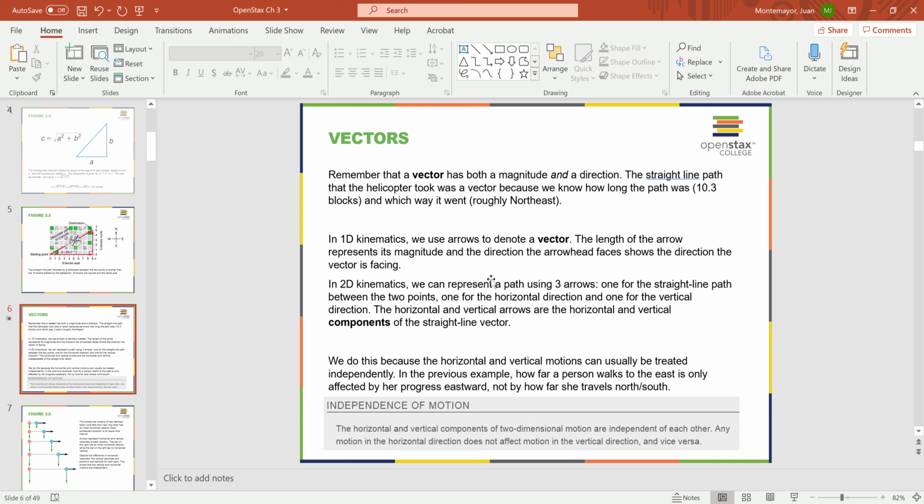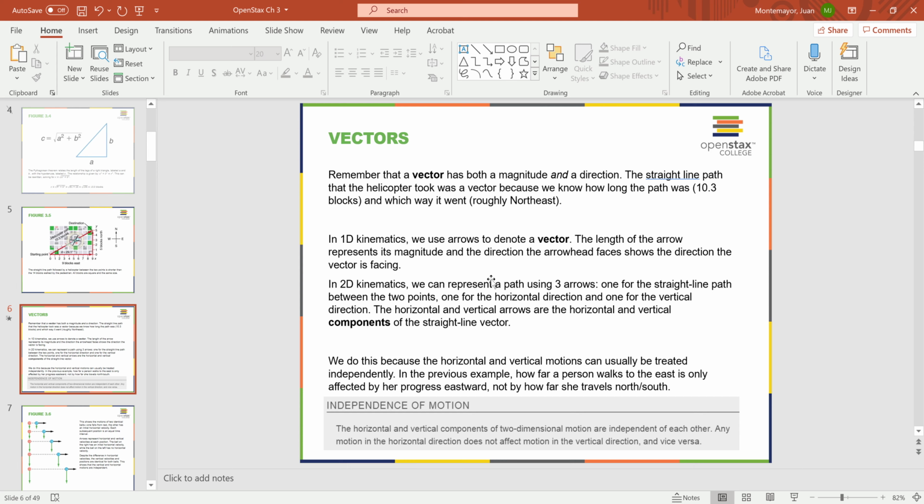In 2D kinematics, we can represent a path using 3 arrows. One for the straight line path between the 2 points, one for the horizontal direction, and one for the vertical direction. The horizontal and vertical arrows are the horizontal and vertical components of the straight line vector. We do this because the horizontal and vertical motions can usually be treated independently. In the previous example, how far a person walks east is only affected by her progress eastward, not by how far she travels north or south.